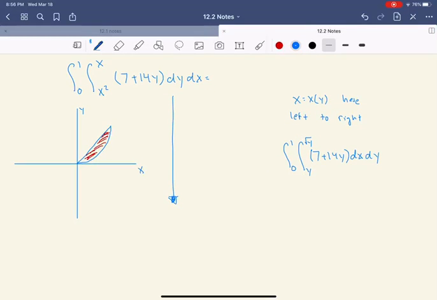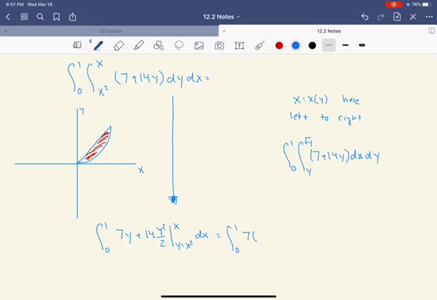Okay? So, integral from 0 to 1. Now we're going to integrate first in y. Okay, we're going to integrate first in y. So we're going to get 7y plus 14y squared over 2. And y goes from x squared to x, dx. Okay? That's going to be, or that is, the integral from 0 to 1.